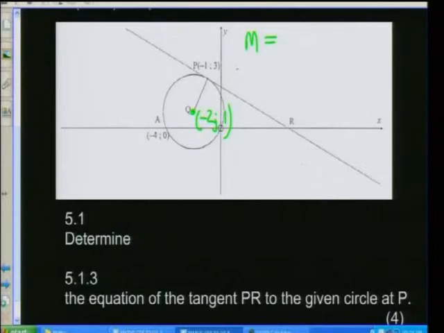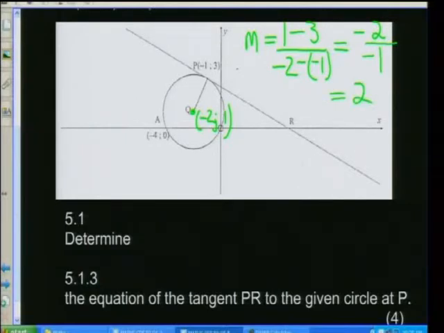So I'm going to say 1 minus 3, divided by -2 minus -1. Right. So this gives us, at the top, -2, and at the bottom, -1, which means that the gradient of the radius is 2. Now, whenever you're calculating a gradient, it's very important to keep on looking at your sketch and just make sure that the gradient that you've calculated is actually consistent with your sketch. Because very often we just get into doing all sorts of calculations and we never ever check.